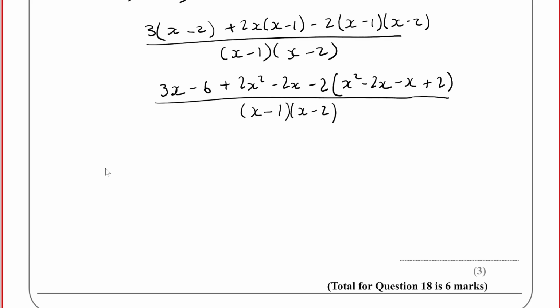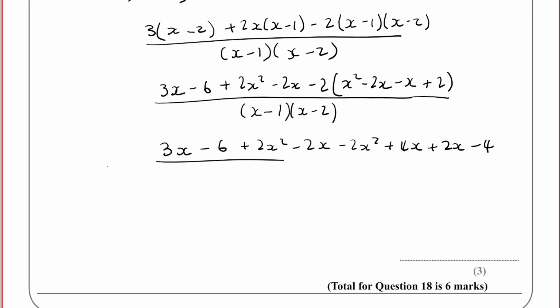Now I need to expand that again. So minus 2 times all of this. So we've got 3x minus 6 plus 2x squared minus 2x minus 2x squared plus 4x plus 2x minus 4, and that's still all over the same denominator.